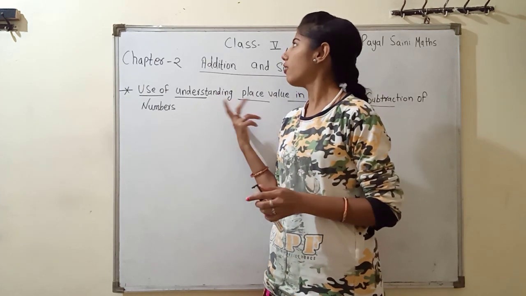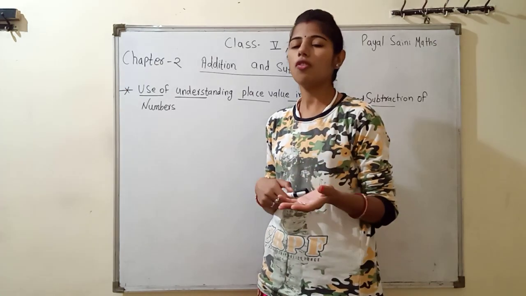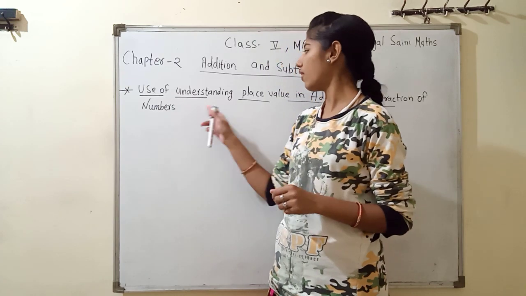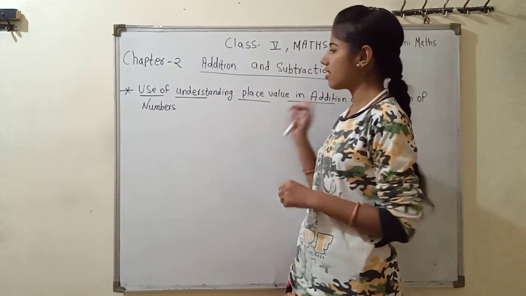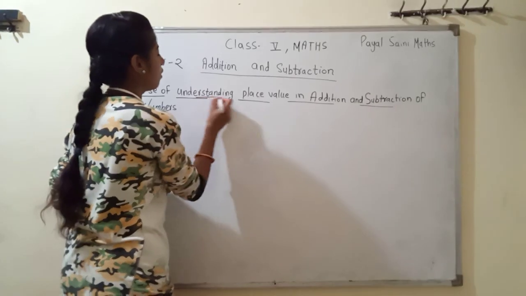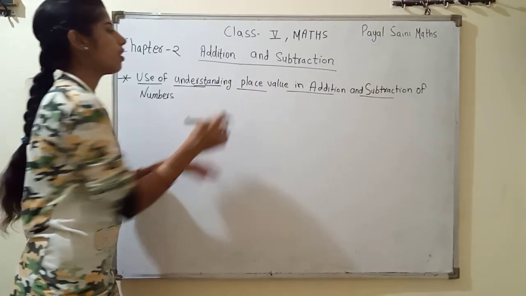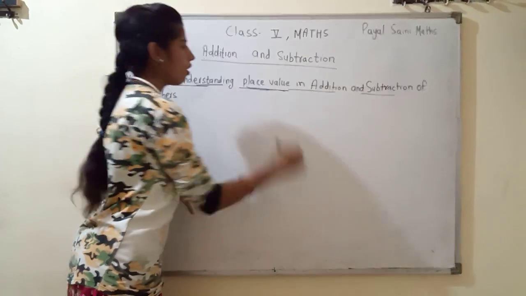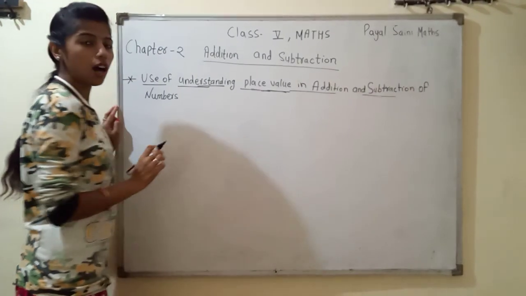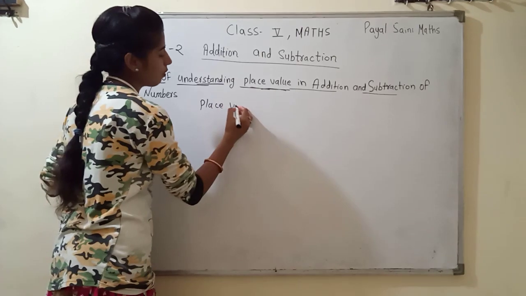Now in 5th class we learn, understand and solve addition and subtraction up to 4 and 5 digits. In this, we use place value in addition and subtraction of numbers. This is our first topic. It means, in addition and subtraction, what is the meaning of place value, and what is the importance of place value? Then how do we solve? First we think about place value.